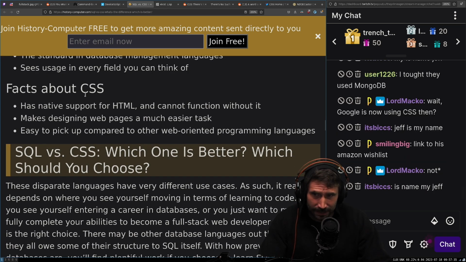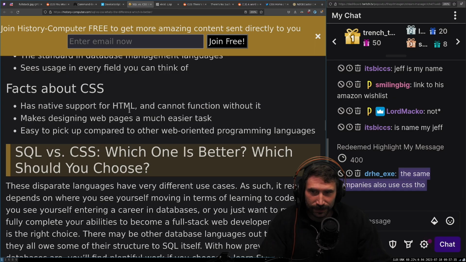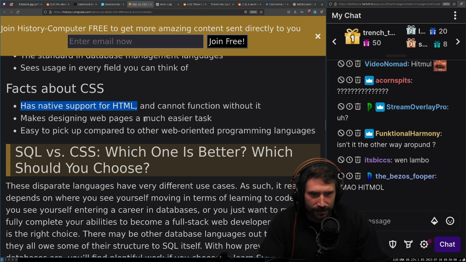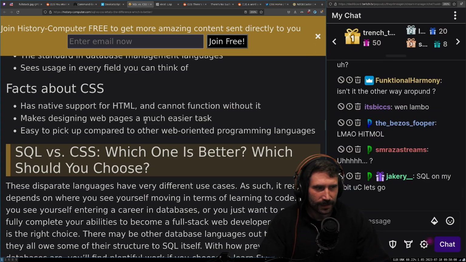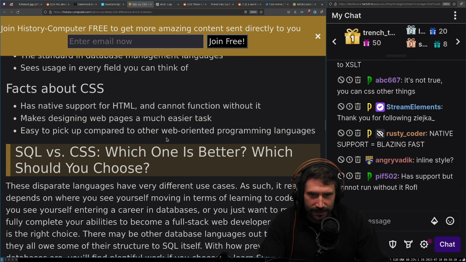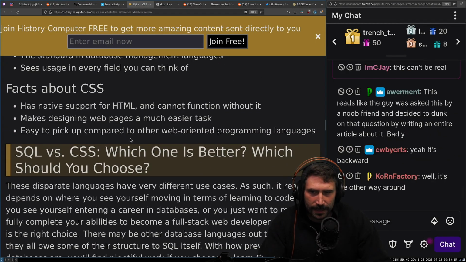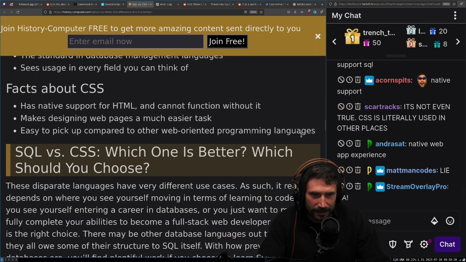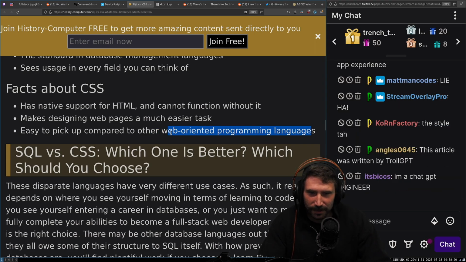Let's see. Facts about CSS: has native support for HTML. I actually don't understand what that means. Isn't it the other way around? It's the other way around. Yeah. Makes designing web pages a much easier task. Fair. Easy to pick up, easy to pick up compared to other web-oriented programming languages. There's that programming language thing again.